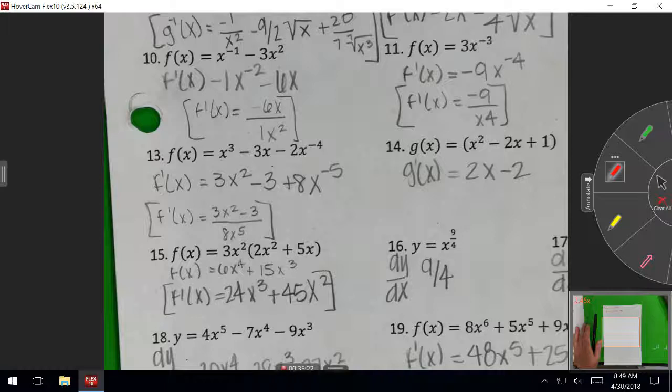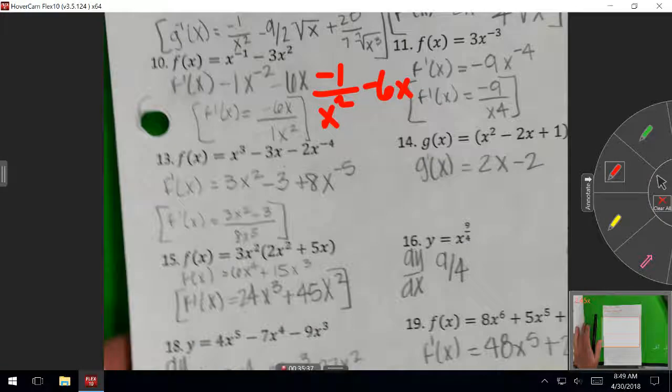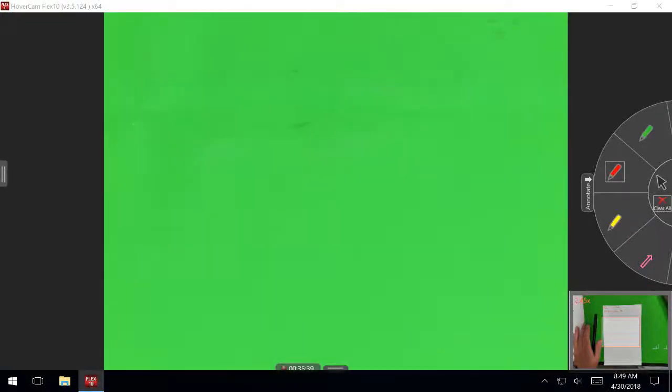So, I swapped the x. Yeah, so it's going to be negative 1 over x squared minus 6x. That will be your final. You can't combine those. You see that? Yeah, I see what I did. Does everybody understand that? Are we good? All right. Thank you, hon. All right. Caitlin, do the next one for us.